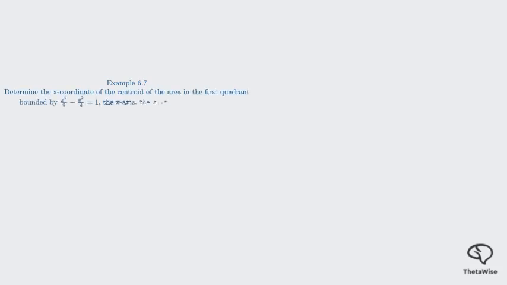For our final example, we will determine the x-coordinate of the centroid for a region bounded by a hyperbola, the axes, and a horizontal line. Let's begin by sketching the region. The equation is a hyperbola. The term x squared over 9 is positive, which means this is a horizontal hyperbola with vertices at plus or minus 3 on the x-axis. We are interested in the first quadrant, so the relevant part of the curve starts at x equals 3 on the x-axis and opens to the right and up.